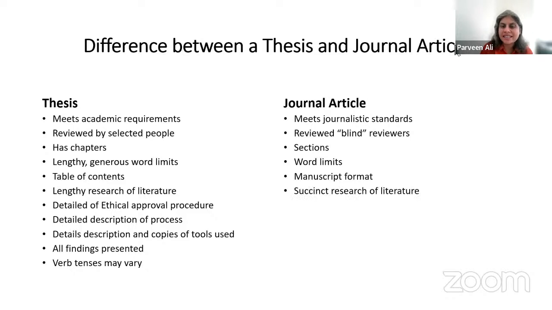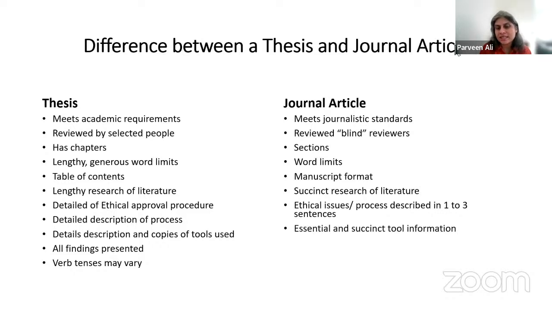It provides a succinct review of literature. A succinct literature review doesn't provide the whole comprehensive review, but very succinct, to the point information. It does describe ethical issues and how you've taken approval and everything else, but that usually is done in 1 or 2 sentences. And it does provide the tools and things that you have used, but again in a few sentences, and it presents selected findings which you want to. It doesn't do the whole thing. There are a few things that you need to present, and verbs and tenses are usually fairly consistent.